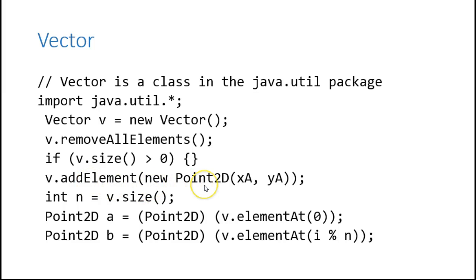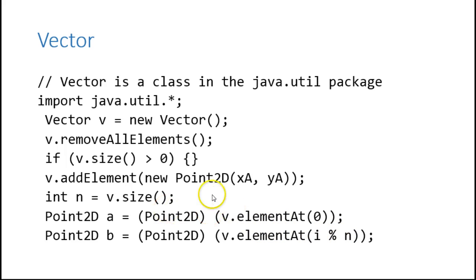And look at this element that we're adding here. It says new point2d, xa, comma, ya. So what we're adding to this vector is points. So we'll take a look at exactly how that happens, points being added. And then we can check the size of the vector. And then we can reference a particular element using an index. In this case, we're using an index of 0. In this case, we're using an index of I mod n.